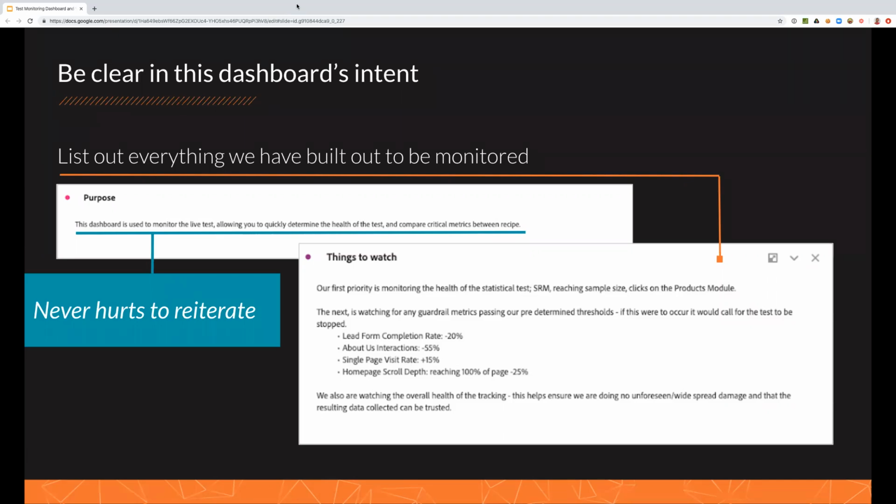And another thing that we always include in our dashboard is kind of this purpose statement, because it's important to let your readers know that this dashboard is not going to be used to analyze your test. This isn't where we're calling a winner or digging into the differences between control and challenger. This is simply where we go while the test is live to make sure our test is valid and that our results are going to be trustworthy.